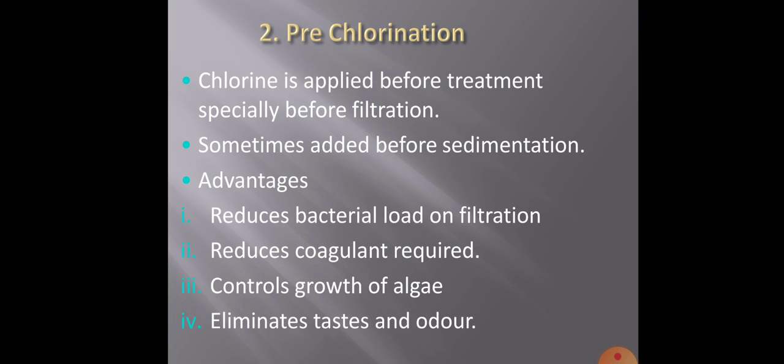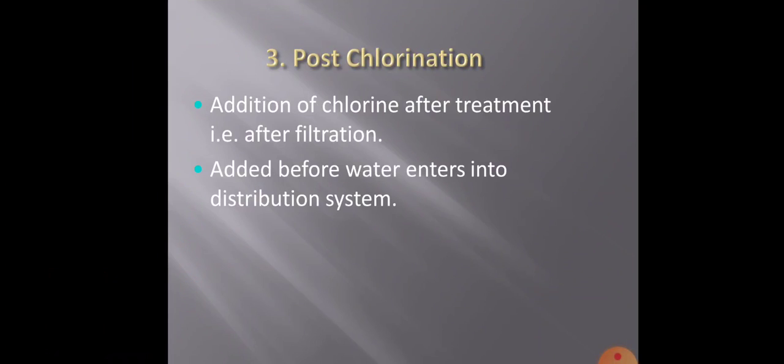Now coming to the next type, that is post-chlorination. Post-chlorination means post treatment. If the chlorine is applied to water after treatment, we call it post-chlorination, and it is a standard form of chlorination wherein the chlorine is added to water as it leaves the filter plant and before it enters the distribution system. So just after filtration, before it is distributed, the chlorination can be done. This process of applying chlorine to water after the treatment process is known as post-chlorination.